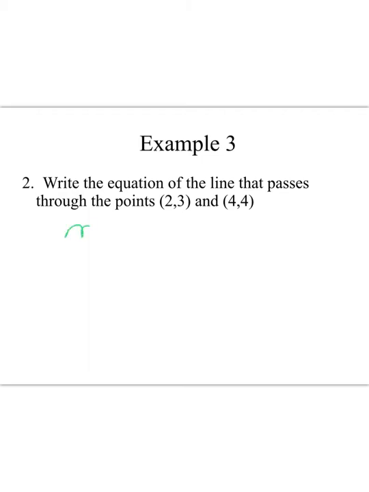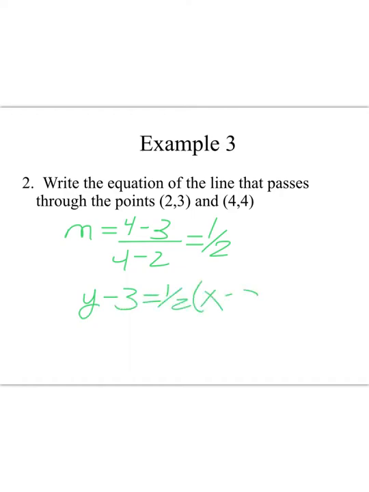So the first thing I'm going to do is find my slope, or m. So that's 4 minus 3 over 4 minus 2. It's going to give me 1/2 as my slope. Picking either of the points, so y minus 3 equals 1/2 times x minus 2, or y minus 4 equals 1/2 times x minus 4.